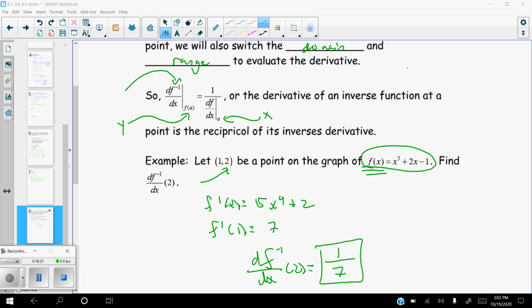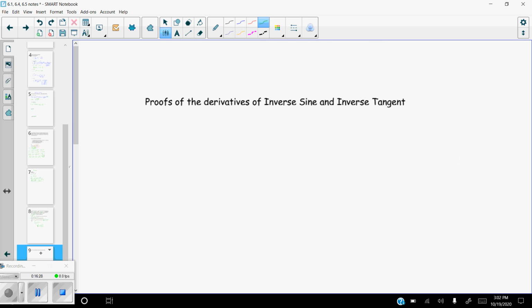All right, and the last thing I'm going to cover, and if you're not into the proofs of things, then you can pretty much stop the video right here. But if you want to see why the derivatives of inverse sine and inverse tangent are what they are, then that's what we're going to do to finish up the video. So let's start off with finding the derivative of inverse sine of x. We know it's supposed to equal 1 over the square root of 1 minus x squared. So now let's actually make it work.